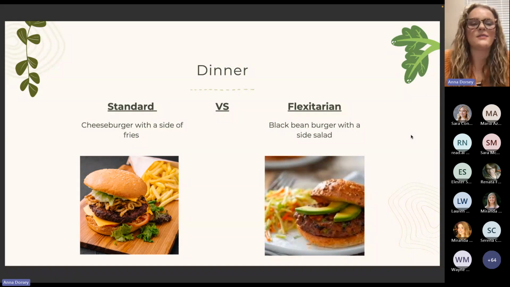And then for dinner, you might typically have a cheeseburger with a side of fries. On the flexitarian diet, you could try making black bean burgers, and you could have a side salad with it. You could also bake some potatoes or some sweet potatoes and make your own sweet potato french fries or something like that. That would be a really great option as well.